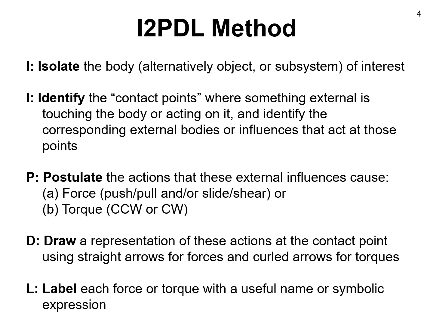So to help us understand the process of drawing free body diagrams, we're going to introduce the I2PDL method. And as I mentioned before, maybe there's a better way we can come up with to remember and name this method, but here's what I'm going to say for now, because these are the steps that I think are very essential. So the first step is isolate. We're going to isolate the body of interest, or sometimes we refer to this as an object or a subsystem, but we're going to isolate that thing that we are interested in studying.